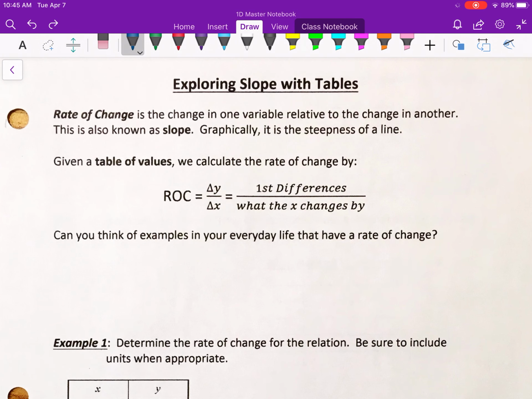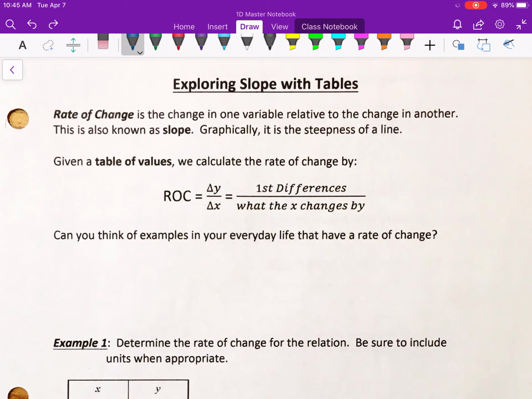Today we're going to be looking at something called slope, or rate of change. This is a really important concept for the grade 9 course, and in fact the next few days are going to be looking at this idea. Today we're going to be looking at it in how it relates to tables.